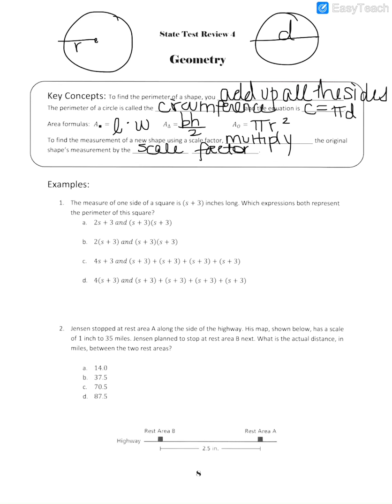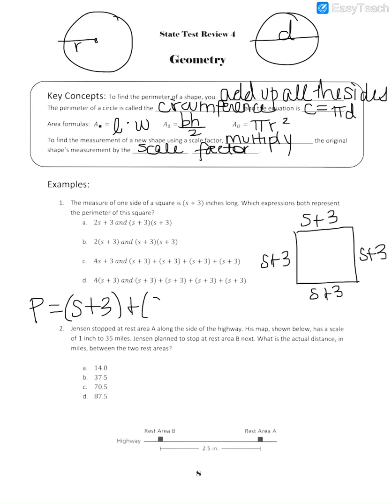Number 1, the measure of one side of a square is s plus 3 inches long. Which expressions both represent the perimeter of this square? Okay, so let's draw a picture. We have a square. It's important that it's a square because that means not only one side is s plus 3, but every single side is s plus 3. All right, so perimeter means plus. We are adding up all 4 of the sides. So we have s plus 3, s plus 3, s plus 3, s plus 3, all adding up.